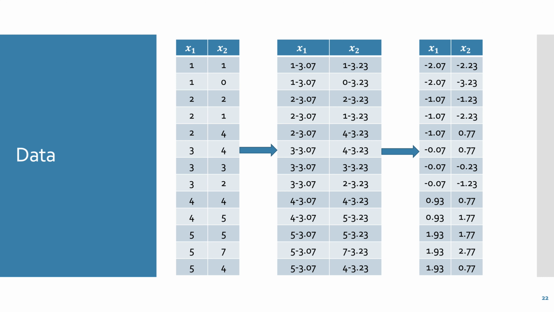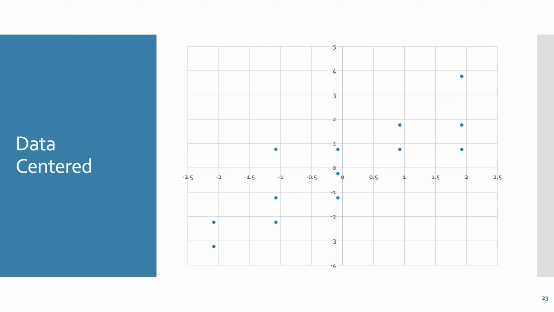This data is referred to as centered because if we were to calculate the mean of both features now, we would get 0. So we shifted the data to the origin, or we centered it. Here is the centered data plotted.